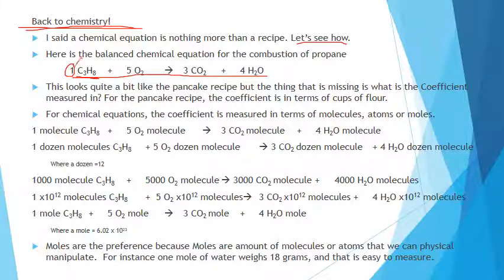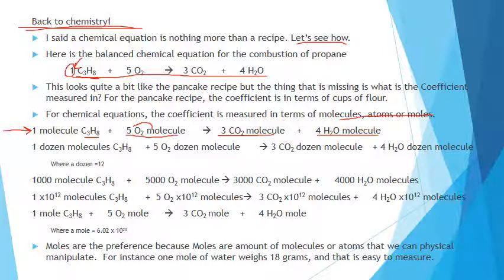But notice we don't have anything here. You could put cups, but we don't use cups in chemistry. Instead, we will use molecules, atoms, or moles. So let's go over the very basics of what it means. This says 1 molecule of propane plus 5 molecules of O2 will give me 3 molecules of carbon dioxide and 4 molecules of water.